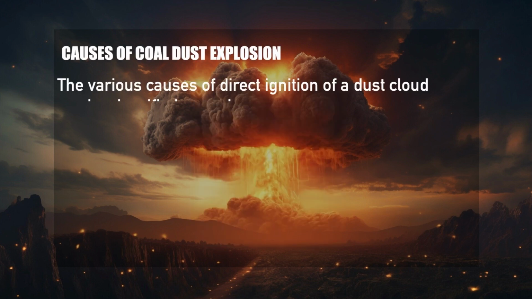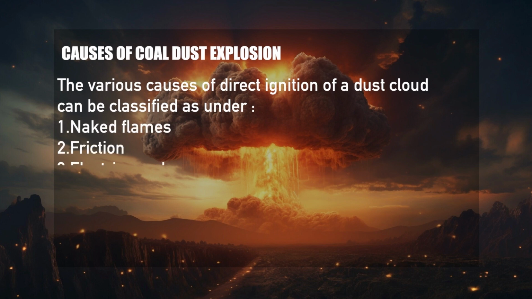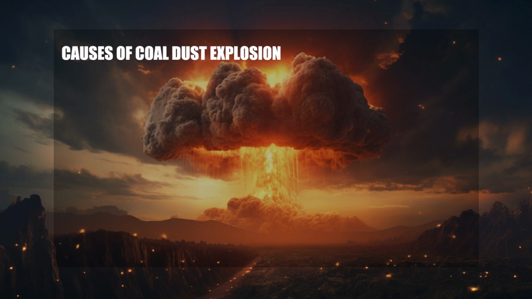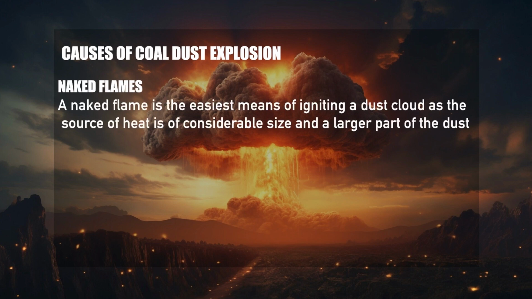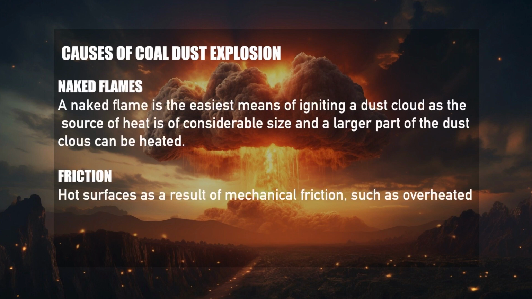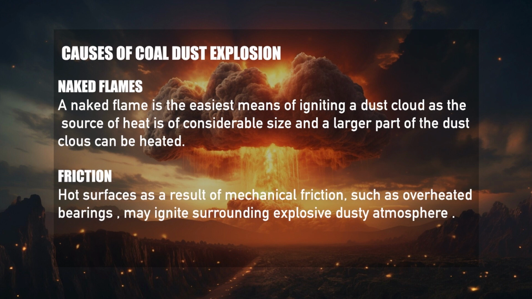Now coming to causes of coal dust explosion. The various causes of direct ignition of a dust cloud can be classified as follows: naked flame, friction, electric spark and finally fire damp explosion. Naked flame. A naked flame is the easiest means of igniting a dust cloud, as the source of heat is of considerable size and a large part of the dust cloud can be heated. The naked flame comes from broken glass, a broken flame safety lamp, a spark, a blown out shot during blasting, etc.